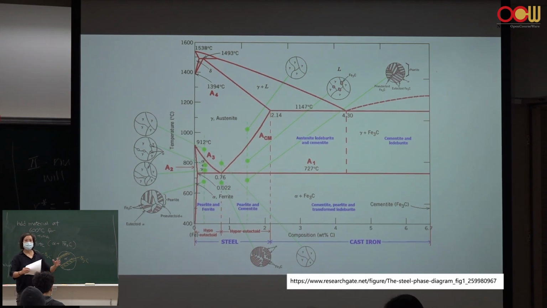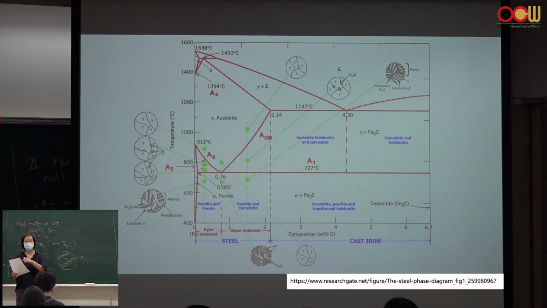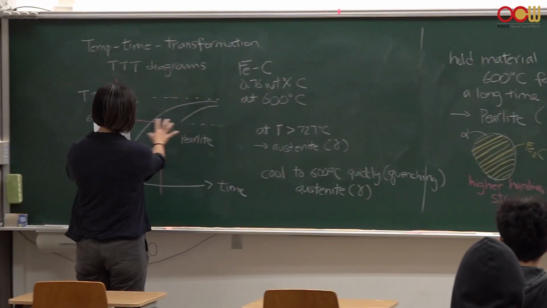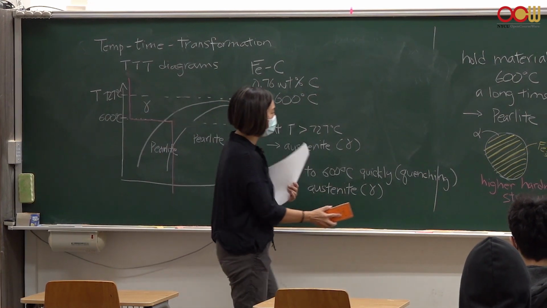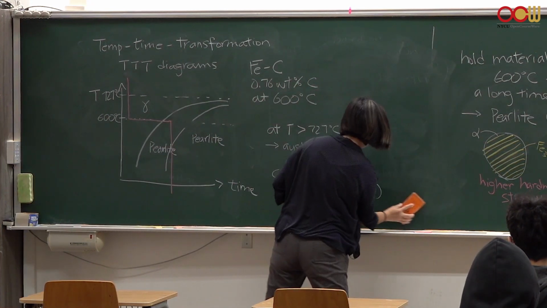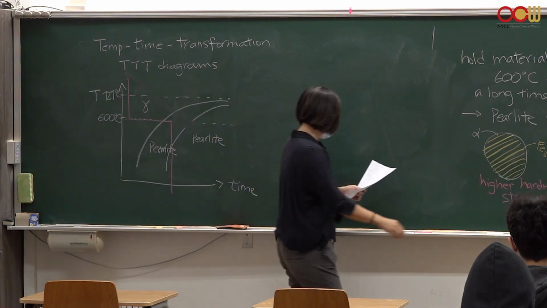So you might get different structures, and that's a good question to lead into the next topic, which is what kind of different structures might you have? So we already know about one structure, and that's pearlite, right? We know pearlite is layers of ferrite and cementite.